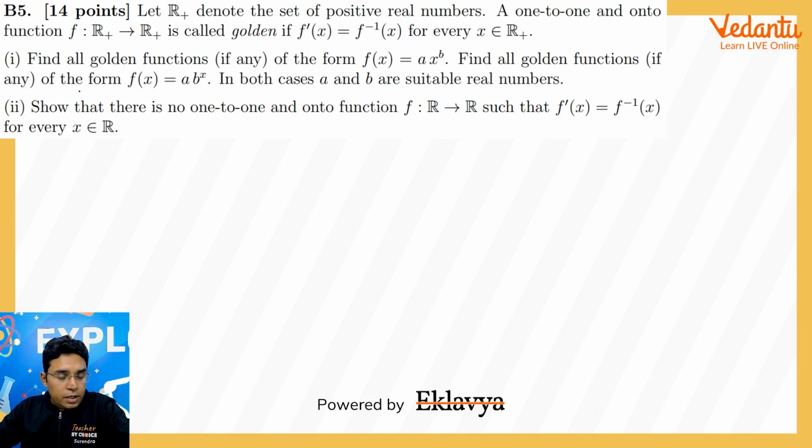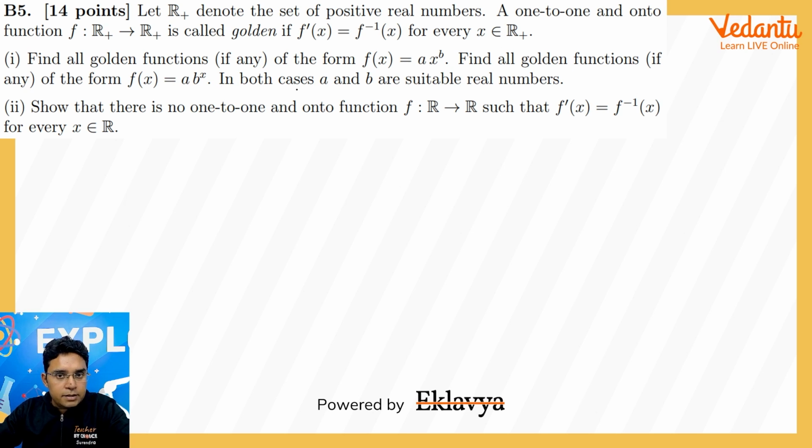Coming to the next question, number 5. Let R plus denote the set of positive real numbers. A one-to-one and onto function f from R plus to R plus is called golden if f dash x is equal to f inverse x for every x belonging to R plus. Find all golden functions, if any, of the form f(x) is equal to a into x power b. Find all golden functions, if any, of the form f(x) is equal to a into b power x.